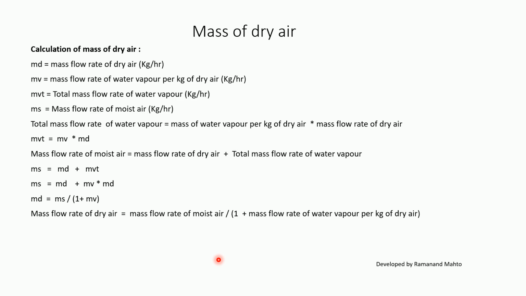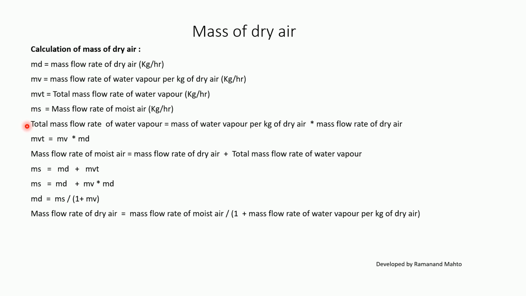Mass of dry air. Calculation of mass of dry air. Let's say md is the mass flow rate of dry air in kg per hour. mb is the mass flow rate of water vapor per kg of dry air in kg per hour. mvt is the total mass flow rate of water vapor in kg per hour. ms is the mass flow rate of moist air in kg per hour.